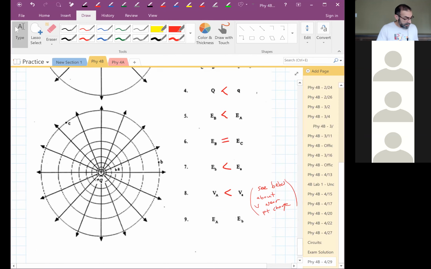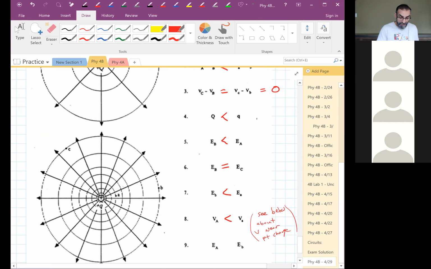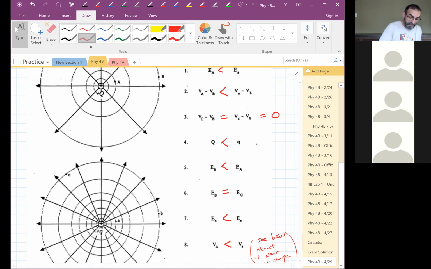And then the last one here, what do we got? What do we have? At capital A versus lowercase b. Capital A versus, oh, this is a tricky one.